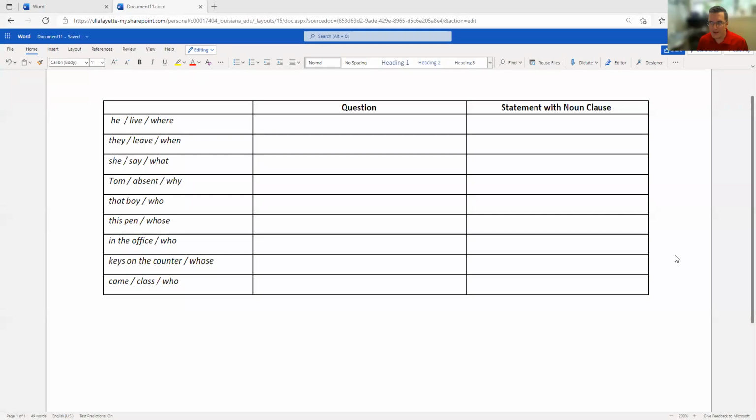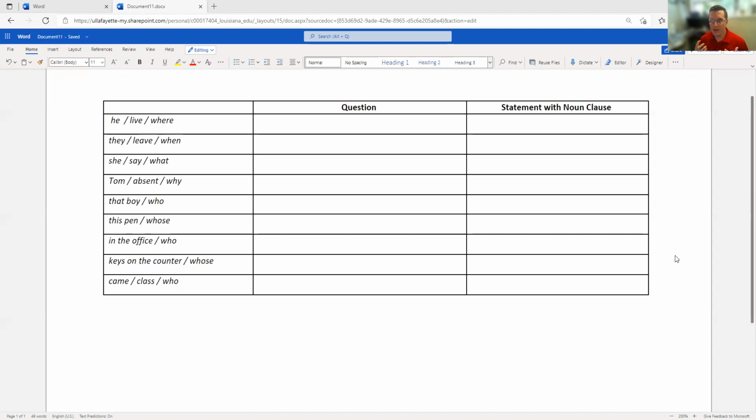Hello, everyone. Today, we're going to look at noun clauses. This will be an introduction to noun clauses. Noun clauses in English are often confused with questions.